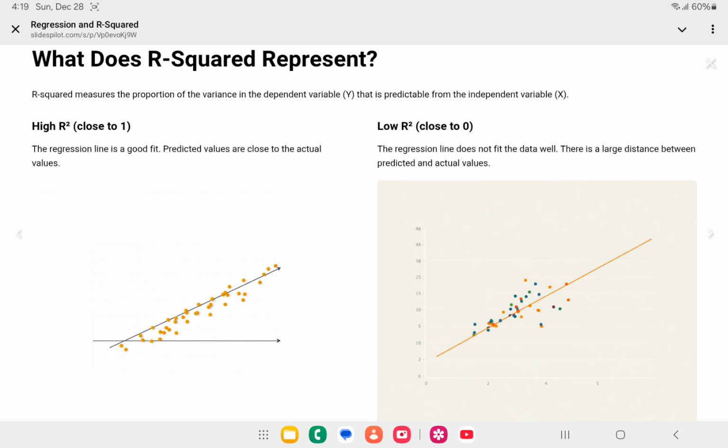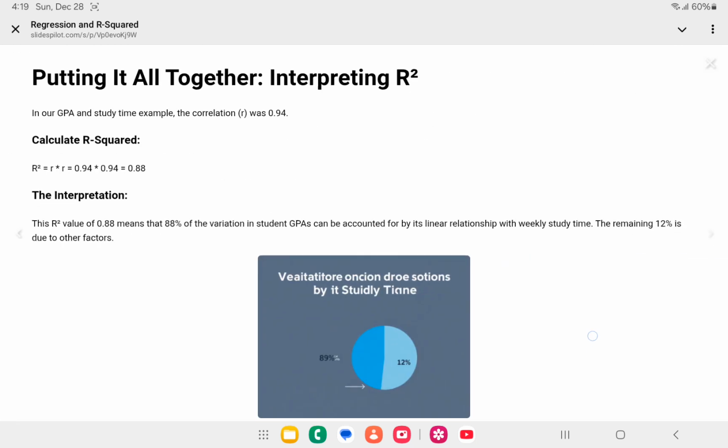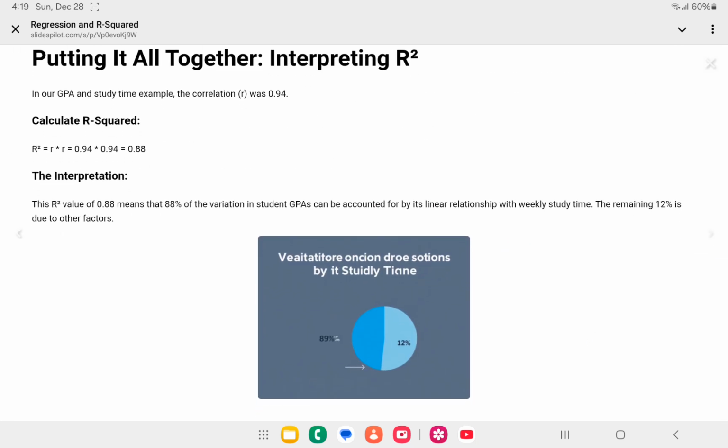So in our previous example, we had calculated r to be 0.94. The R-squared value would be equal to r times r, or 0.88. So this tells us that 88% of the variation in GPA is accounted for by its regression on study time.